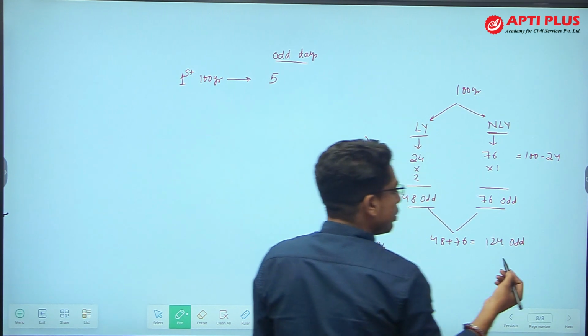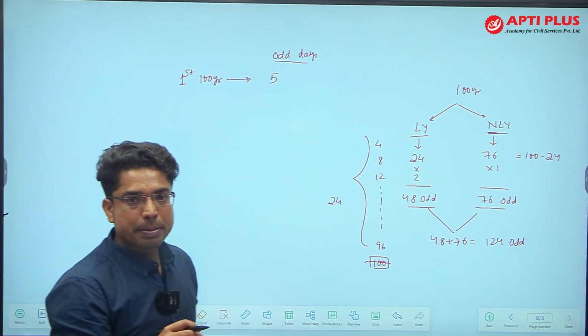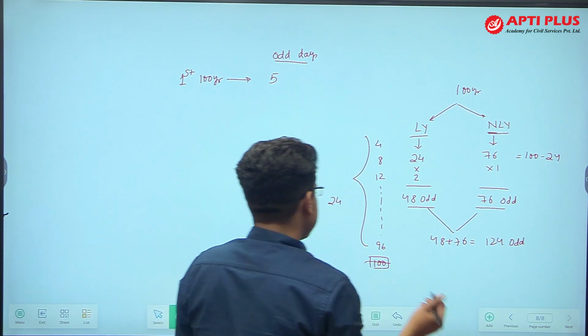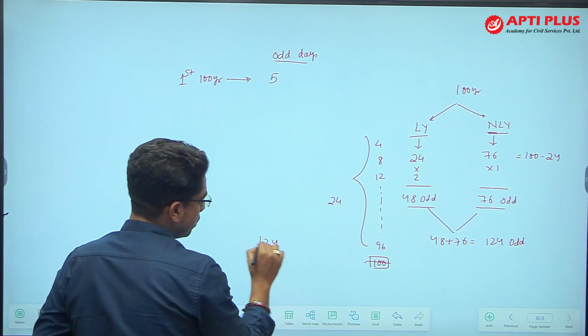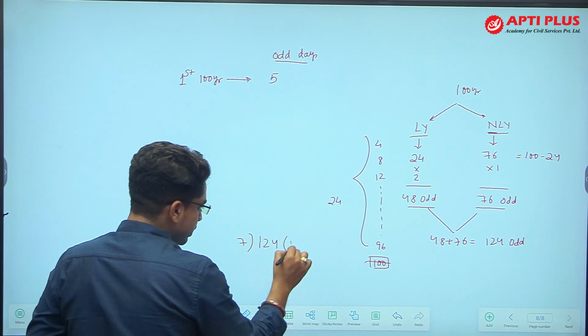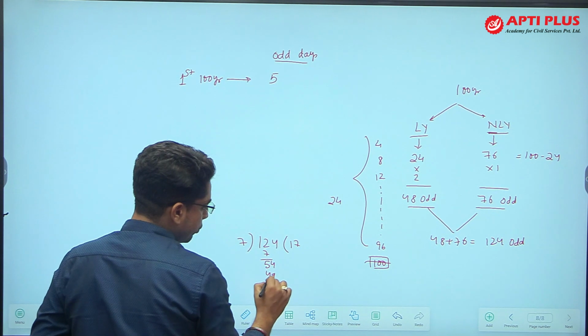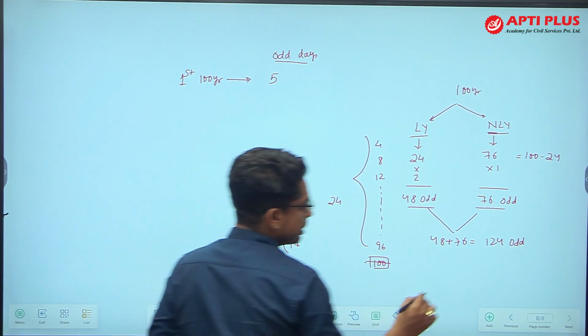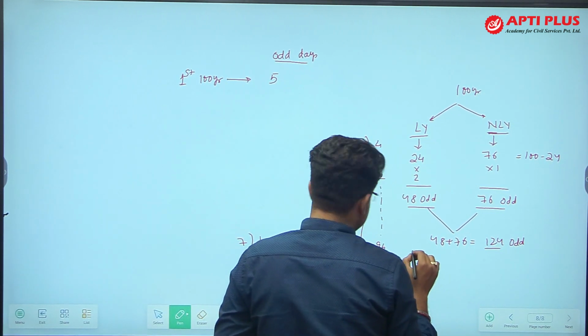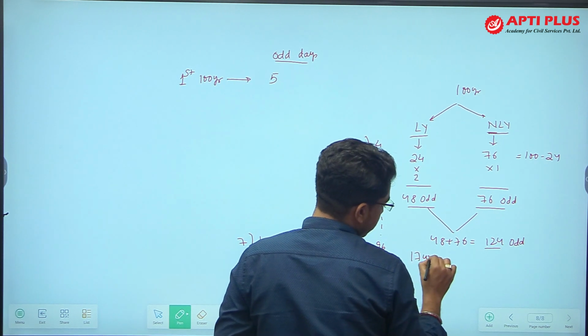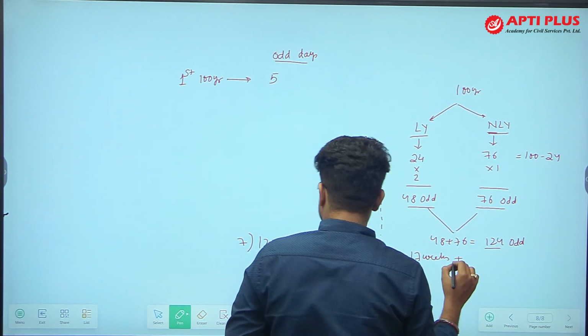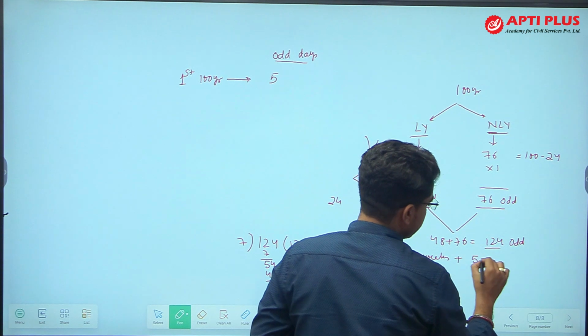Now, 124 days will have many weeks. So, how many are there? We will go for simple division, divided by 7. 7 ones are 7, this is 5, 7 sevens are 49, that would mean 5 extra days. So, I will say these 124 odd days have 17 complete weeks plus 5 odd days.